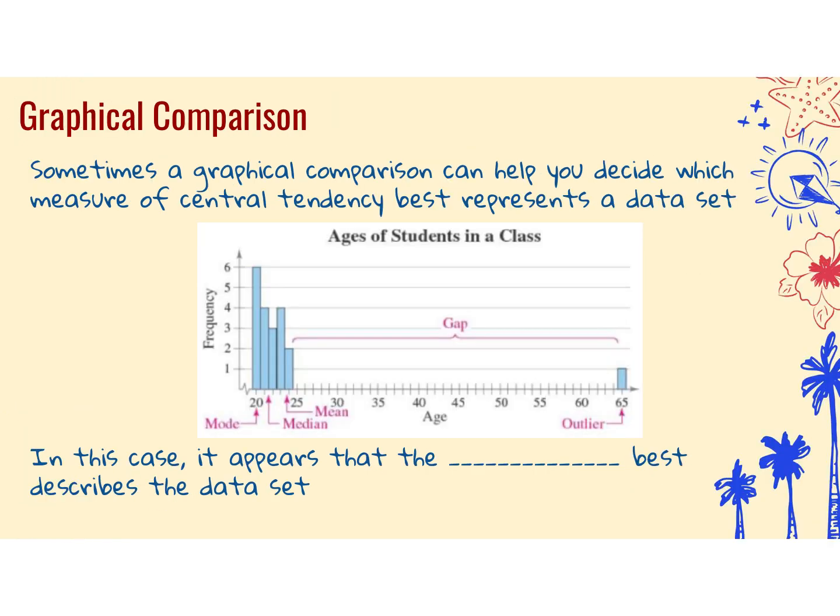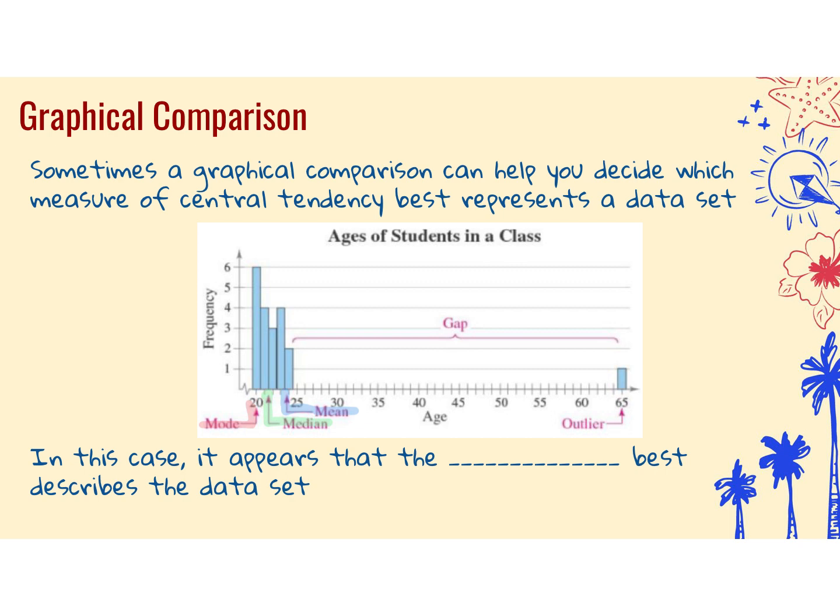But let's look at a graphical comparison first. Sometimes a graphical comparison can help you decide which measure of central tendency best represents a data set. So in this case, it appears that the blank best describes the data set. If you look down at the bottom, we have our mean all the way over here on that side of this cluster. Our median is in the middle of that cluster, and our mode is over here at the beginning of the cluster.